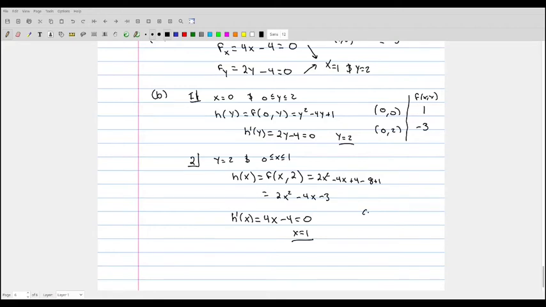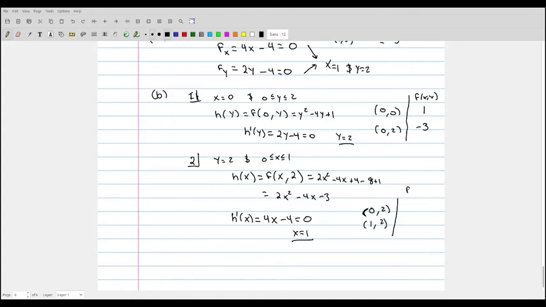So the first potential boundary max and min for this function h of x is at the point x equals 0, y equals 2. Then we solve for the other potential max and min point, which is x equals 1, y equals 2. So at 0, 2, we actually already solved for this.